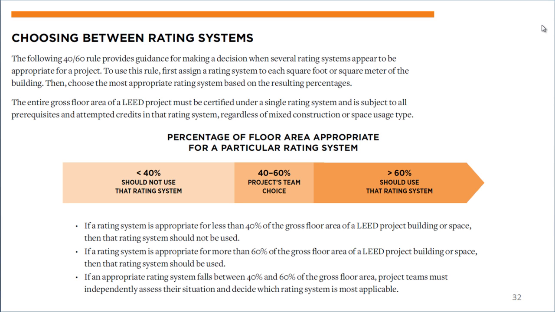If a rating system is appropriate for less than 40% of the gross floor area of a LEED project building or space, then that rating system should not be used. If a rating system is appropriate for more than 60% of the gross floor area of a LEED project building or space, then that rating system should be used. And if an appropriate rating system falls between 40% and 60% of the gross floor area, project teams must independently assess their situation and decide which rating system is most applicable.